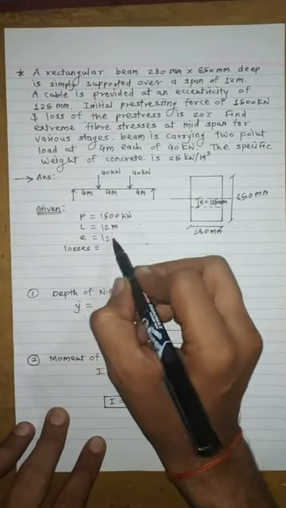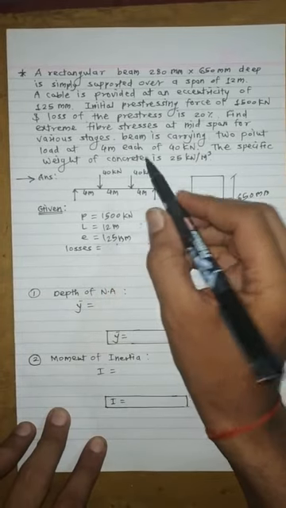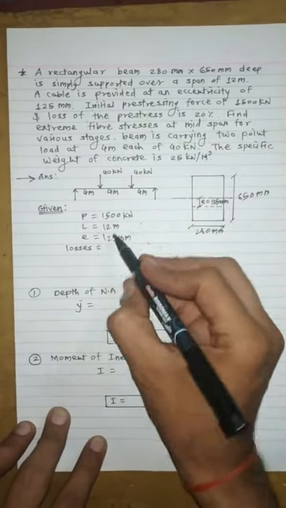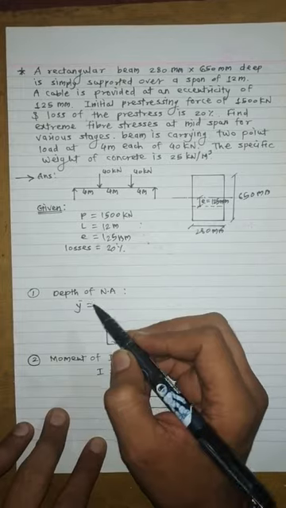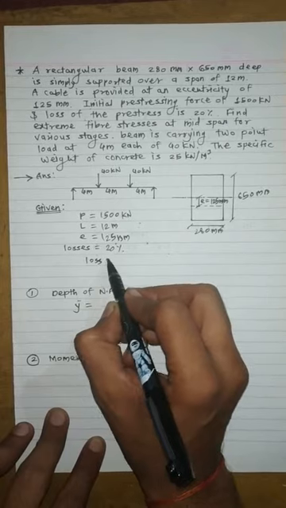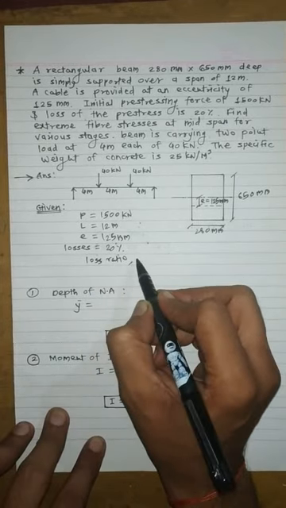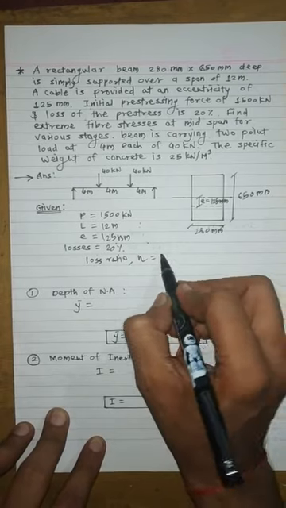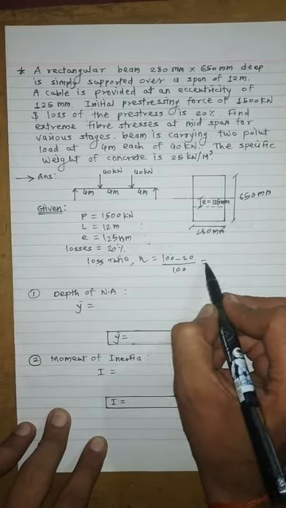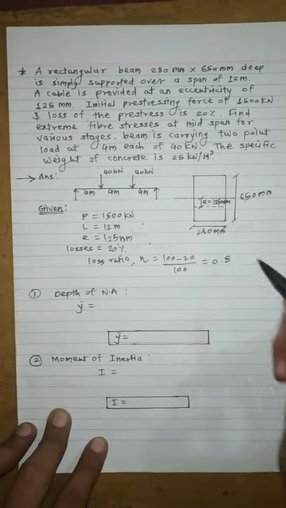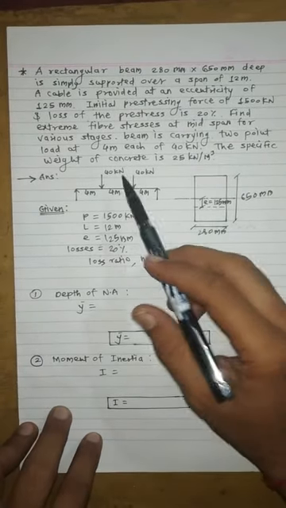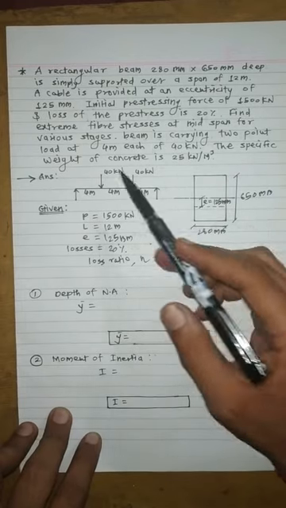Then eccentricity, which is 125 mm. Then losses: in the problem it is mentioned that pre-stress loss is 20%. So in case of losses, we find the loss ratio, that is eta, equal to 100 minus percentage loss divided by 100, which is equal to 0.8. So in this problem we have to find extreme fiber stresses at midspan for various stages.